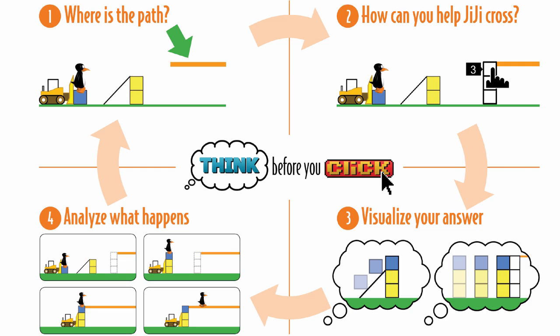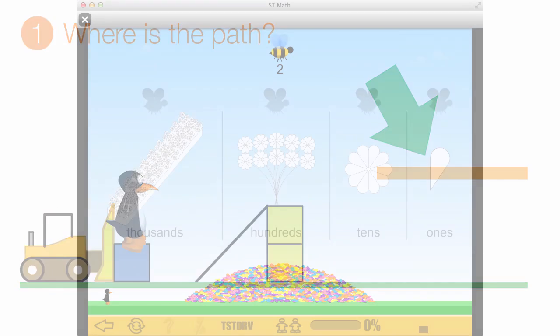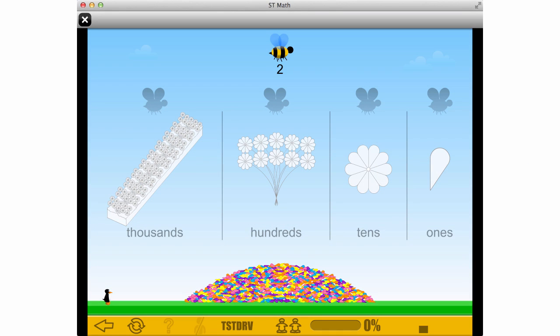When you first see a game, you'll want to ask, where's the path? So what's the path in this game? Gigi wants to cross the screen, but has to get by a bunch of flower petals.